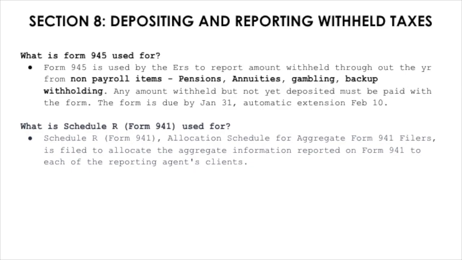What is Schedule R on Form 941 used for? Schedule R of Form 941 is the allocation schedule for aggregate Form 941 filers. It is filed to allocate the aggregate information reported on Form 941 to each of the reporting agent's clients. So if there is an agent who is reporting 941s of all his clients, he will report a Schedule R as an aggregate form.